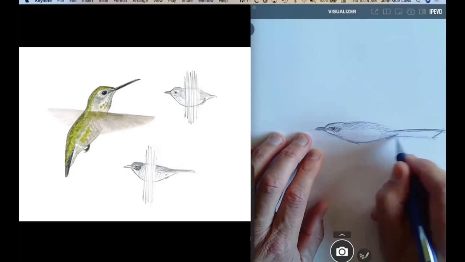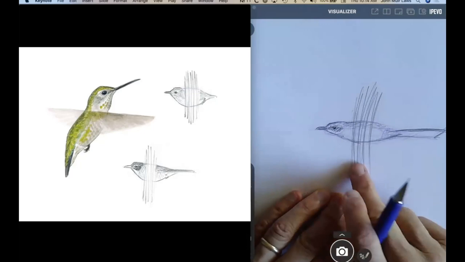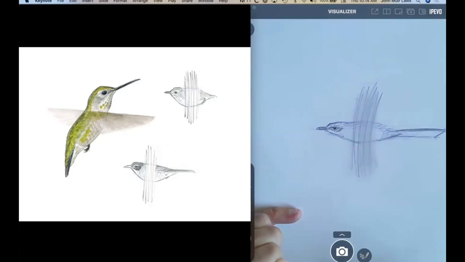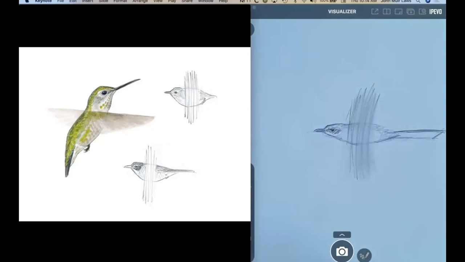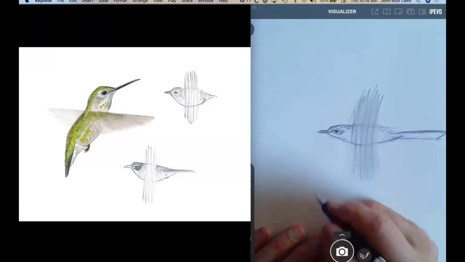And then what are the wings doing? The wings across here are a great big blur, and you can even smudge them like that. But you really can't pick out what those individual feathers are doing. So you'll have the shape of a bird, or if there's a hummingbird hovering in front of you.